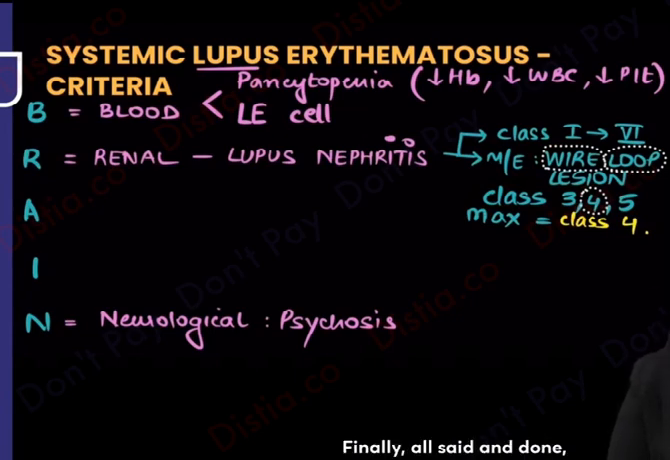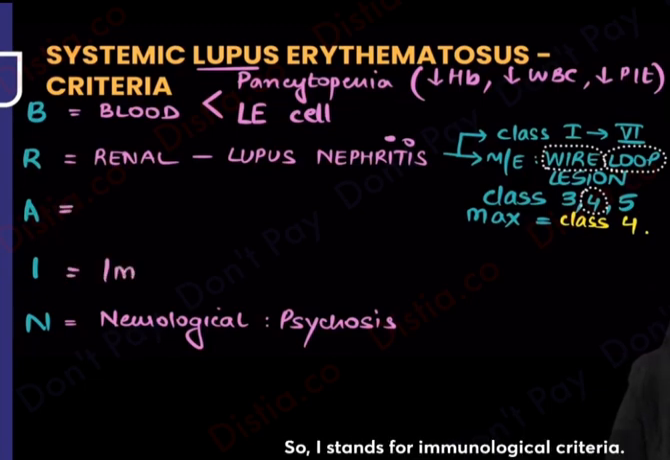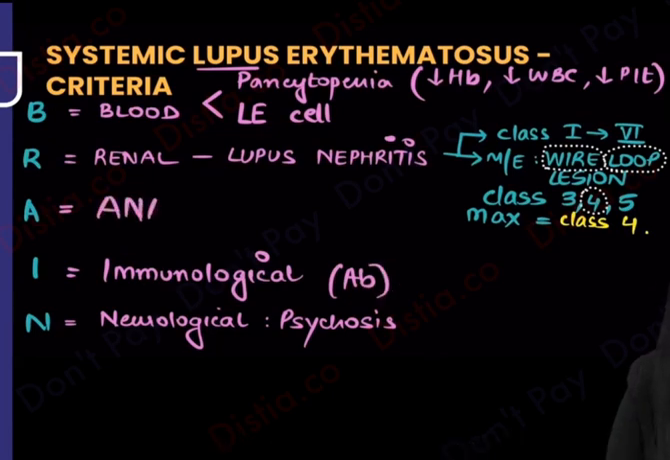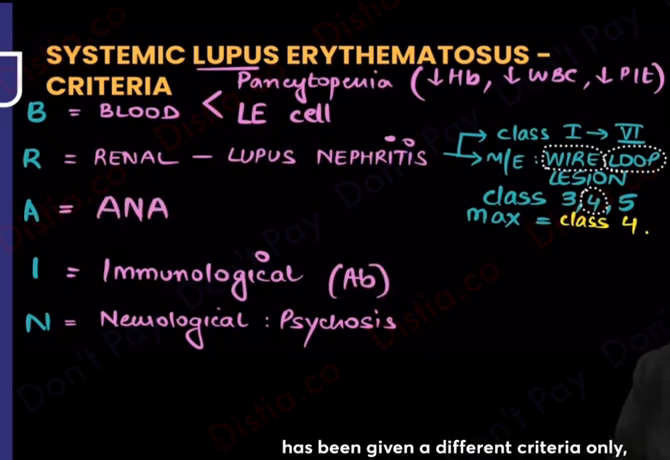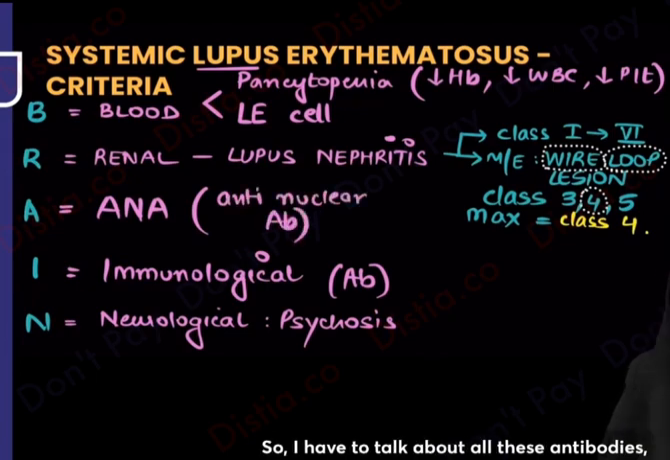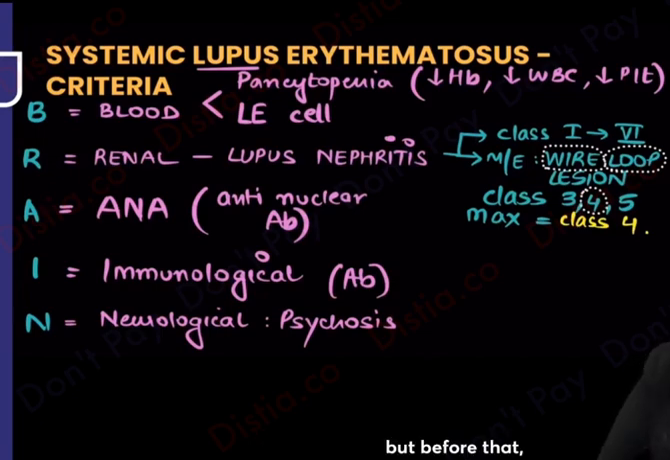Finally, all said and done, this is an autoimmune disorder. I'm forgetting that. I've not told you any antibodies. So I stands for immunological criteria. What all immunology or antibodies are going to be there, and one of the most important antibodies has been given a different criteria only, and that is ANA, anti-nuclear antibody.